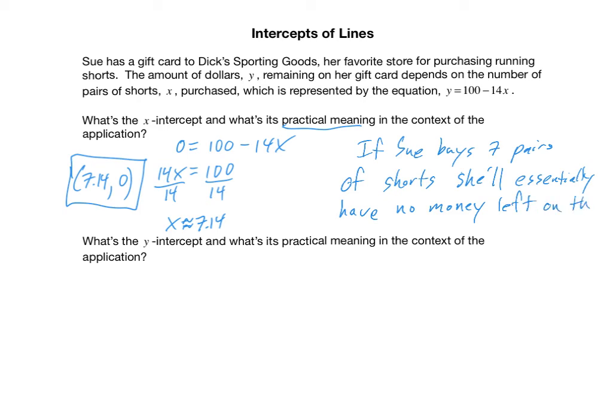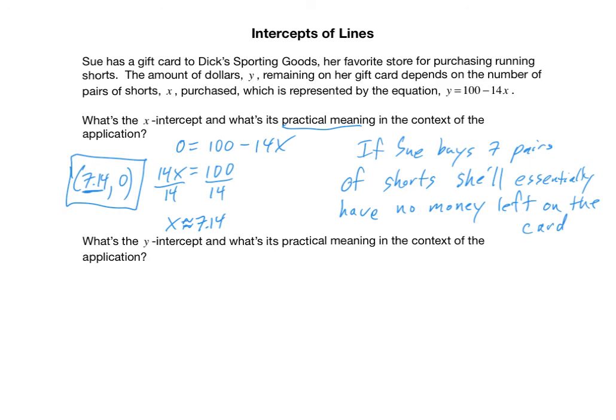And the reason that I wrote essentially in here is because technically, if we were to plug 7 in here, it would be a little bit more than 0, since it's really 7.14 that would make this y value 0. So that's why I wrote in the word essentially. So we have the x-intercept here and the corresponding meaning here. Let's find out what the y-intercept is and also say what its practical meaning is.